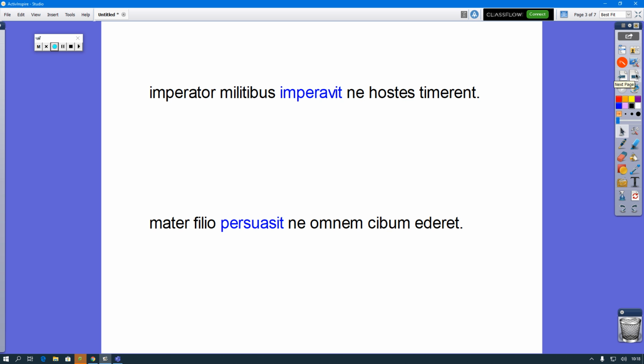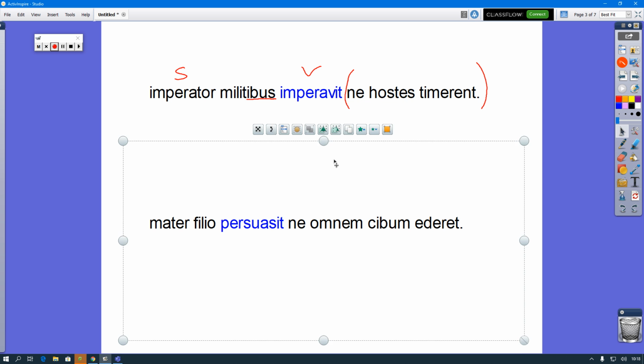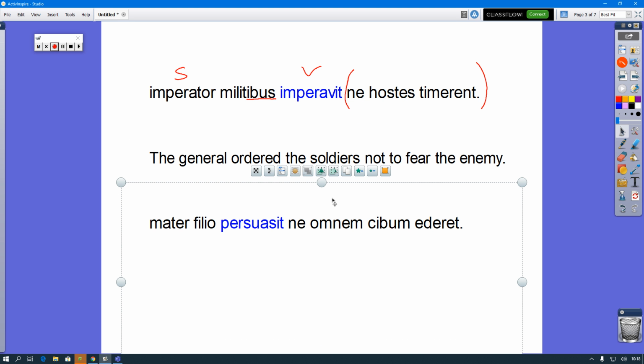When these sentences become negative, as with final clauses, I use ne instead. So subject, verb, I've got a dative after impero. The general ordered the soldiers not to fear the enemy. Ne hostes timorent. Not to do something.